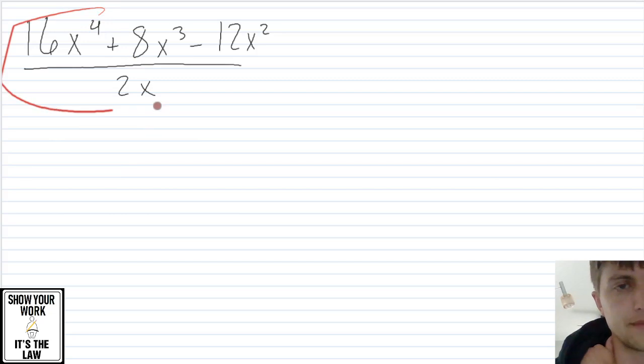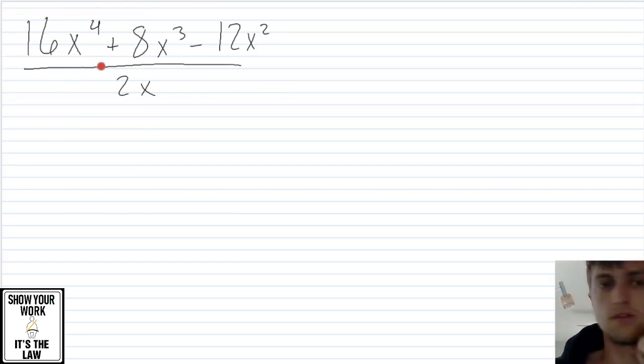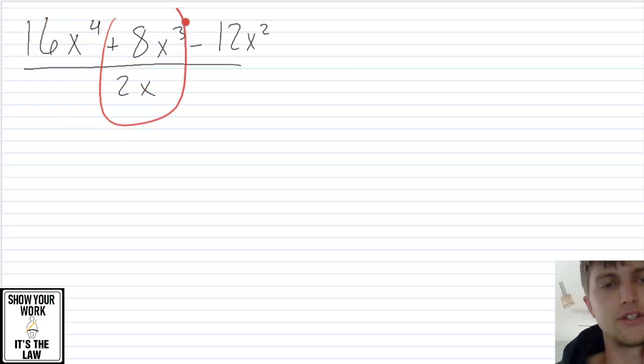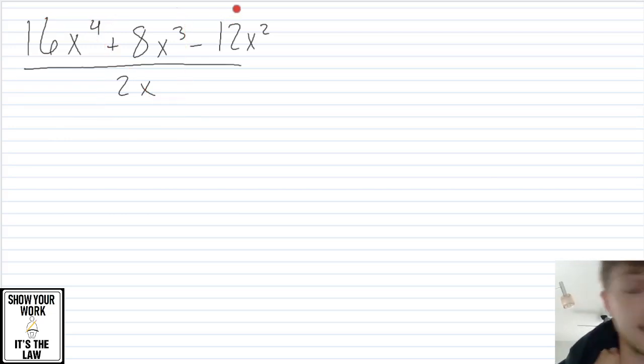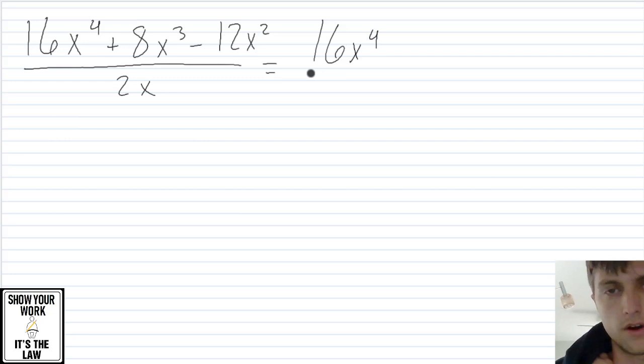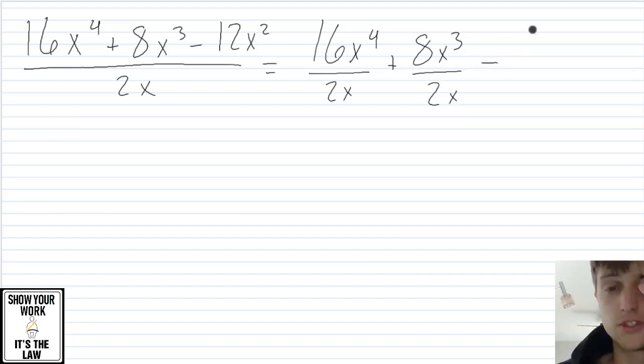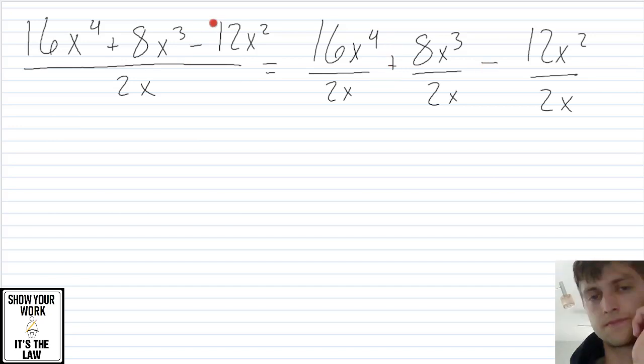So when we see something big and complicated and it tells us to simplify, we're just going to break it down into easier to manage chunks. And this is question 2 on page 204. So let's break it up into chunks. So this is the same as 16x to the power of 4 divided by 2x plus 8x cubed over 2x minus 12x squared over 2x. And look, just like all the other times, the plus or minus follows, it sticks with the thing it's associated with.